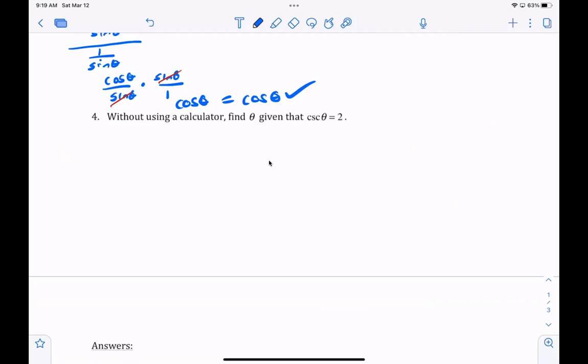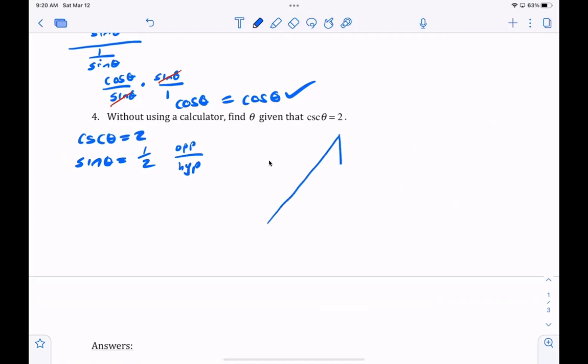But I don't really like to think in terms of cosecant theta, so I would rewrite this in terms of sine theta. So sine theta is the reciprocal of cosecant theta, so sine theta is 1/2. And sine theta is the length of the opposite side over the length of the hypotenuse. So I'm going to go ahead and draw in my special right triangle.